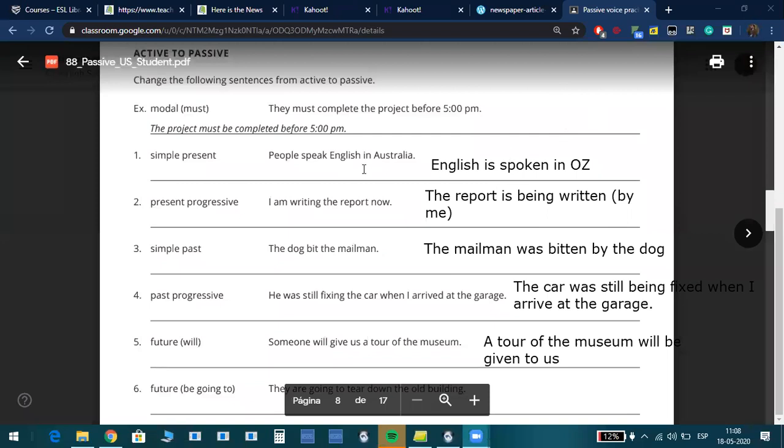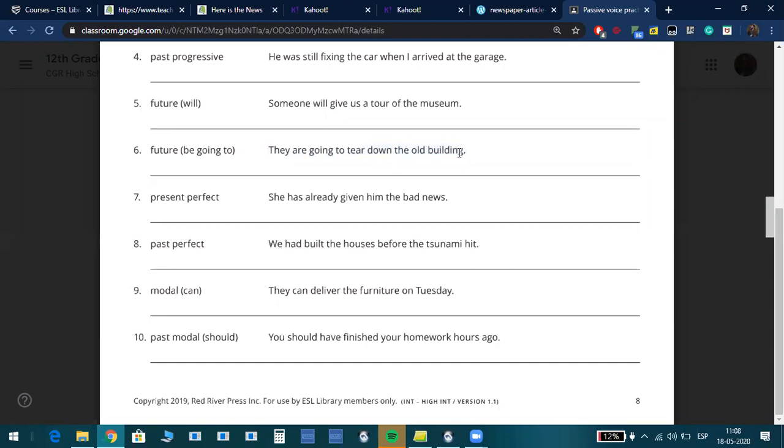And the others, well, we're gonna do orally. They are going to tear down the old building. So it should be something like: the old building is going to be torn down. Tear, torn. She has already given him bad news. The bad news has already been given to him.